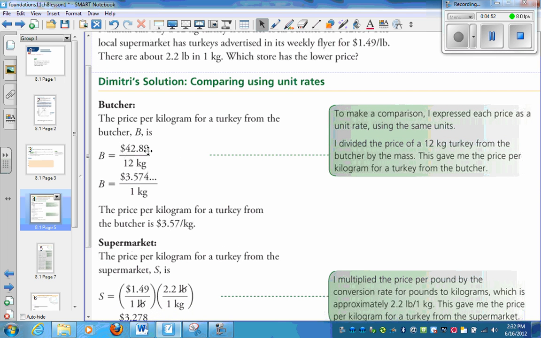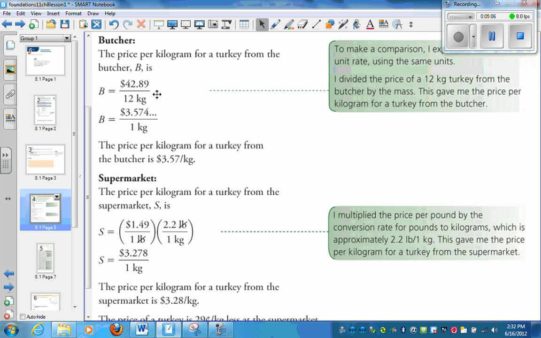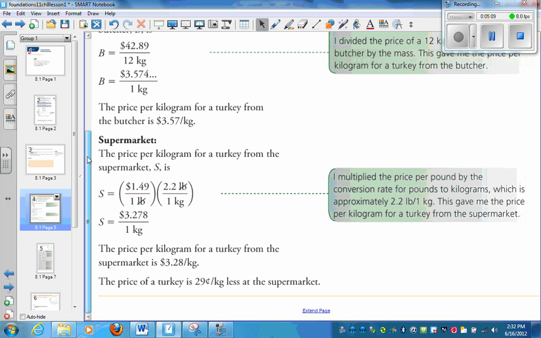So he said $42.89 for 12. It's $3.57 per kilogram. Supermarket. So what he had to do is he first had to convert from pounds to kilograms. And you know what? He could have put this kilograms to pounds, but this is the strategy he chose. Either way would work. So he said it's $1.49 per pound, 2.2 pounds per kilogram. And notice this unit analysis, pounds cancel out. If you've done any physics, you should be used to doing unit analysis. So that gives him a price of $3.27 per kilogram. So look at that. The supermarket was cheaper than the butcher.